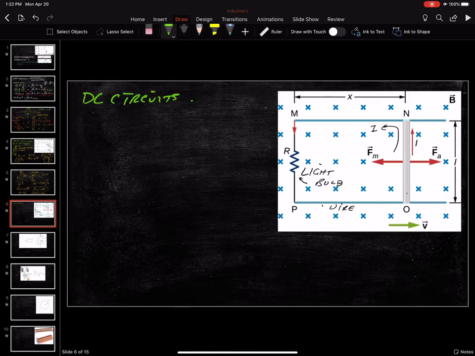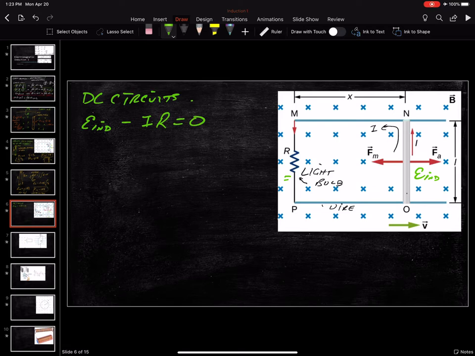Okay? Go around in a loop. The sum of changes in voltages through the loop is 0. Here, from this metal stick, you get this E induced. Then you drop the voltage, so from Kirchhoff's law, E induced minus I times R is equal to 0. This is your Kirchhoff's loop rule.